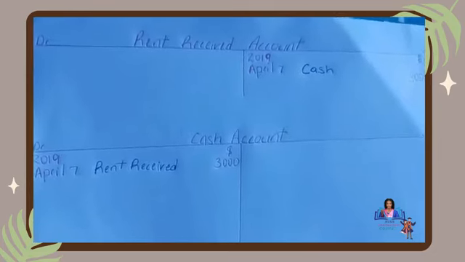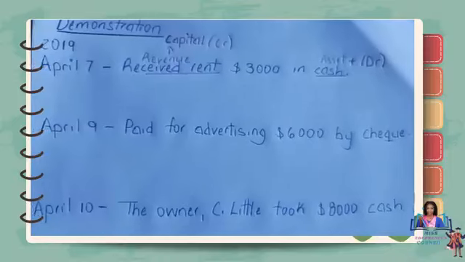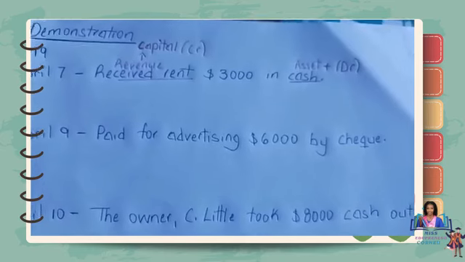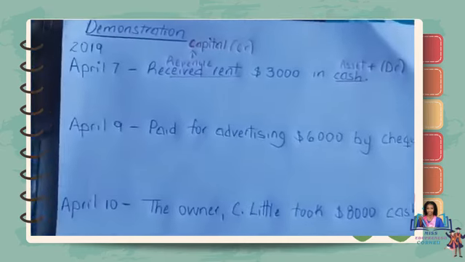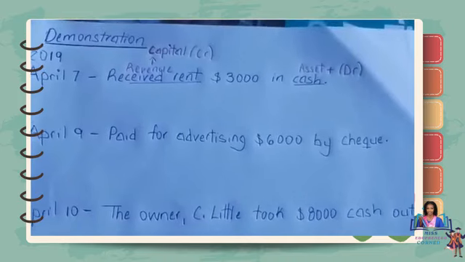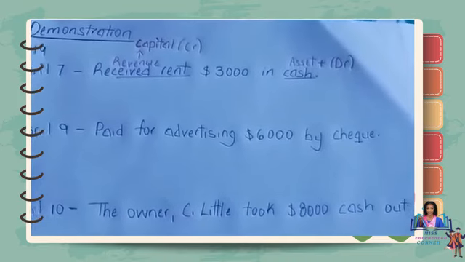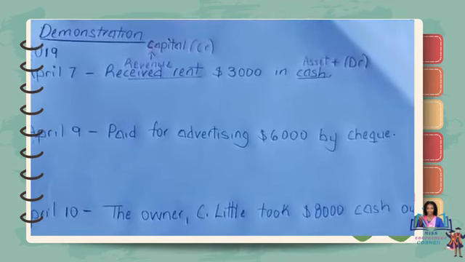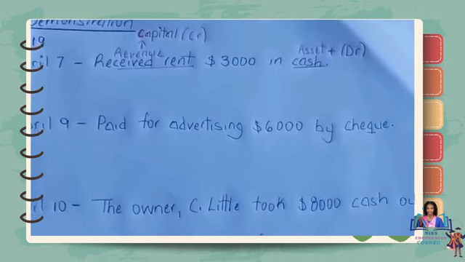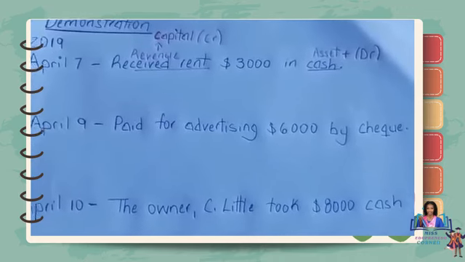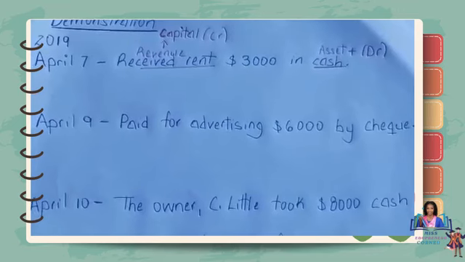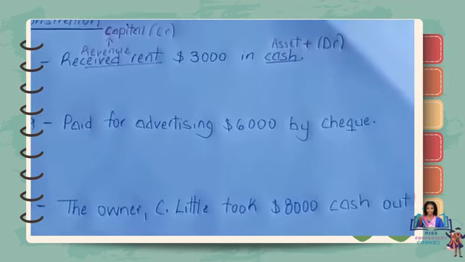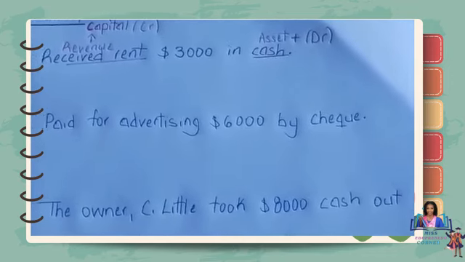So moving right along into transaction number 2. On April 9, 2019, paid for advertising $6,000 by check. So the two accounts being affected would be advertising and check. Is advertising a revenue or an expense though? It's not a revenue because it's not money being received. It is an expense because money has to be taken out in order to advertise for the business. So advertising is an expense account, and the other account affected would be check, which represents bank.